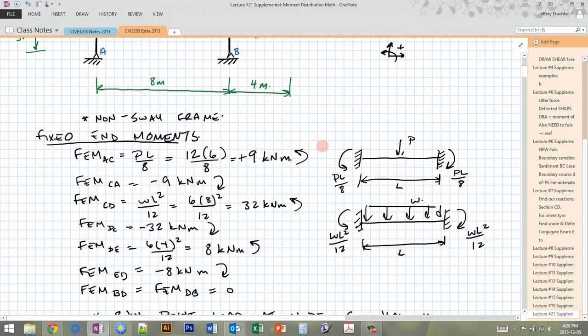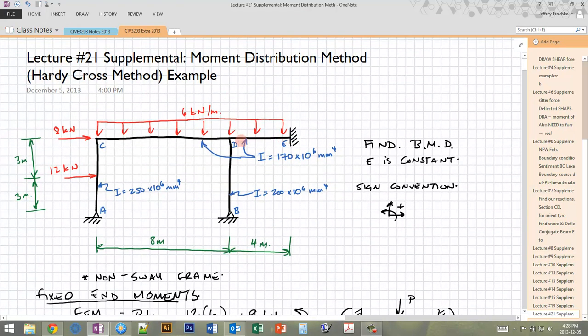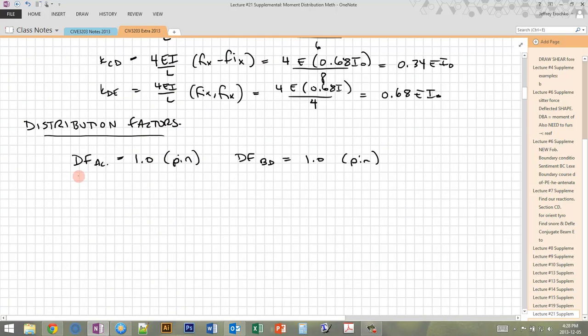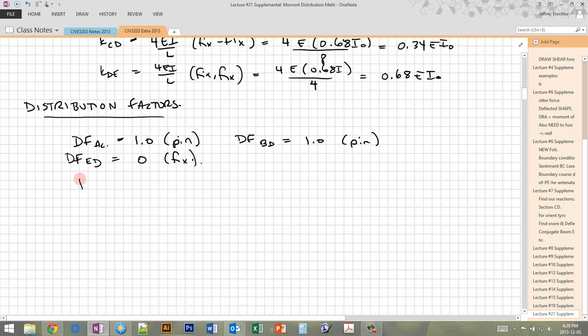Now, what about for the fixed end? So we have E here. So ED is the moment at point E, the E end of member DE. If we apply a point moment here, how much of that is going to go into ED? The answer is none of it, because it can all be accommodated in the fixed end. So the distribution factor for ED is 0 for the fixed end. Okay? And then we can look at it joint by joint.